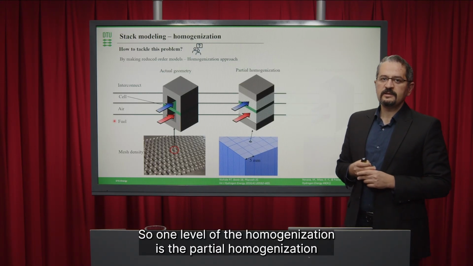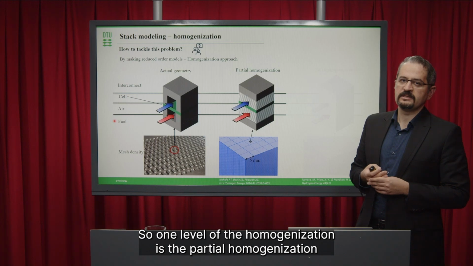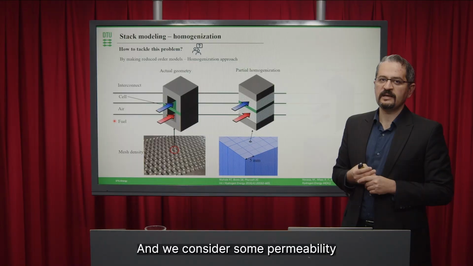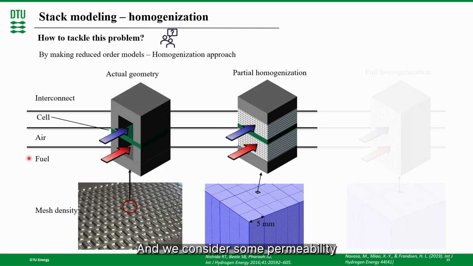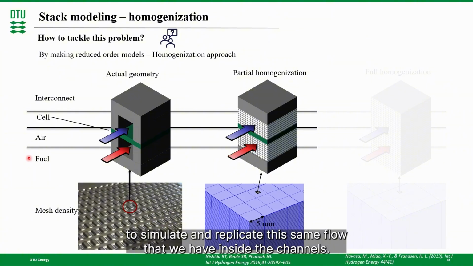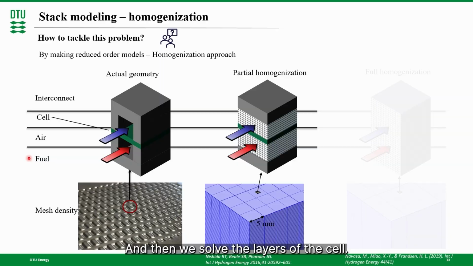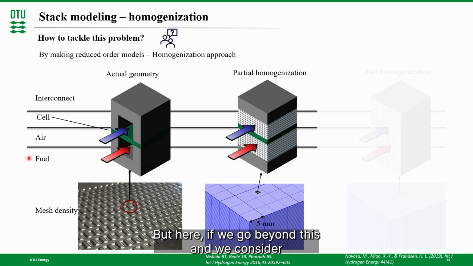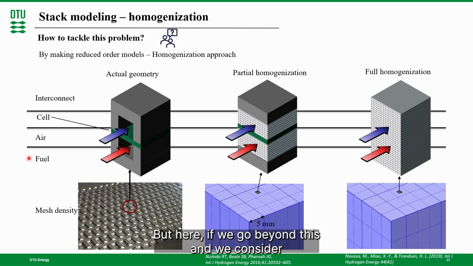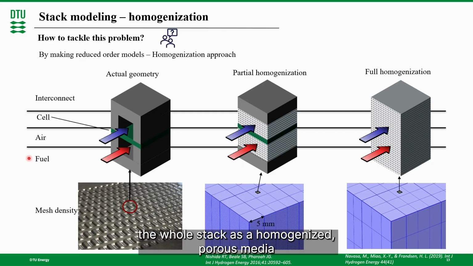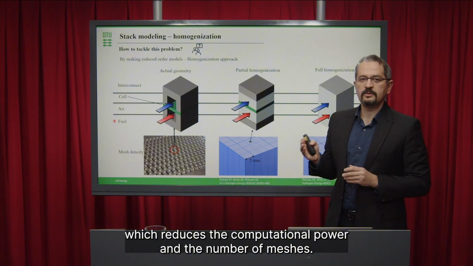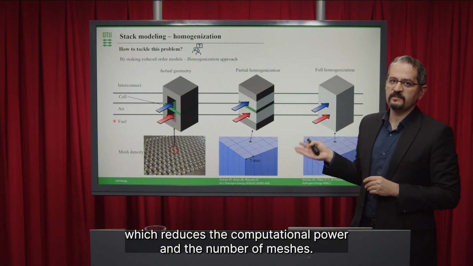So one level of homogenization is partial homogenization, where we consider these channels as a porous medium, and we consider some permeability to replicate the same flow that we have inside the channels. And then we solve the layers of the cell. But here at DTU we go beyond this, and we consider the whole stack as a homogenized porous medium, which reduces the computational power and the number of mesh elements considerably.